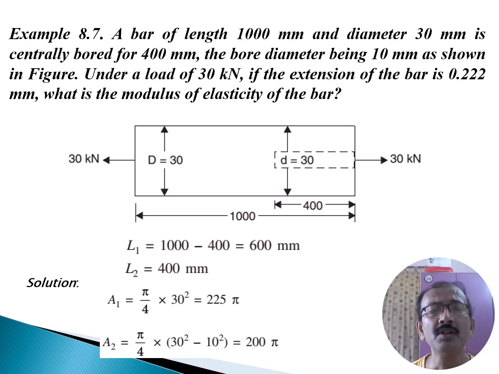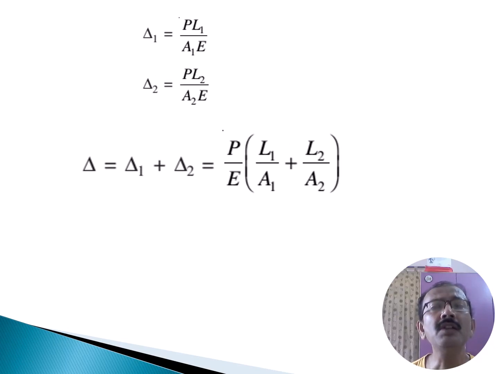So what is the solution? We have to calculate the cross sections A1 and A2. The cross section A1 equals 225 pi, using the pi by 4 d square formula. Similarly A2 is calculated with the pi by 4 d square formula. We get the values of A1 and A2. So del, the extension, is given by the PL by AE formula. With the help of that we finally get the total extension, the sum of the two, del 1 plus del 2. So we are getting this.